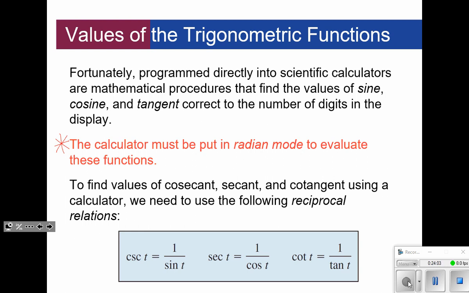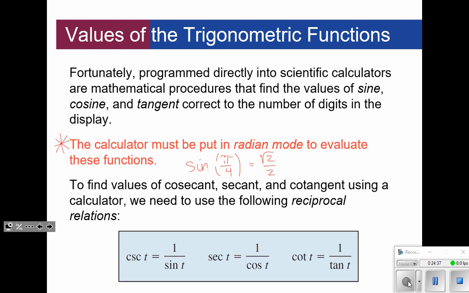So one way to check yourself is to put in something like sine of pi over 2. Hit the sine button, and then literally put pi over 2 in your sine function and hit equals. Actually, let me change that. Make that pi over 4. So sine of pi over 4, what does it give you? It gives you root 2 over 2. Okay?